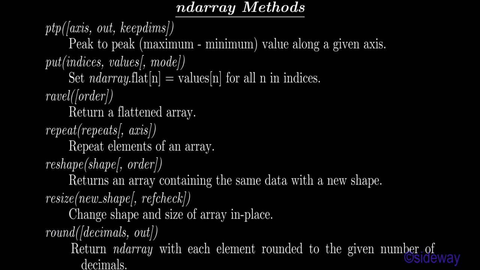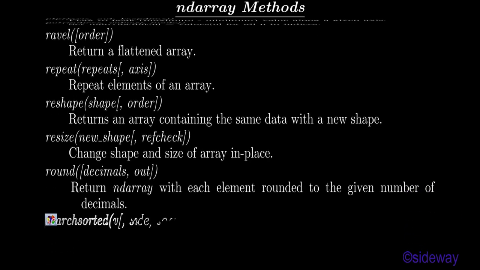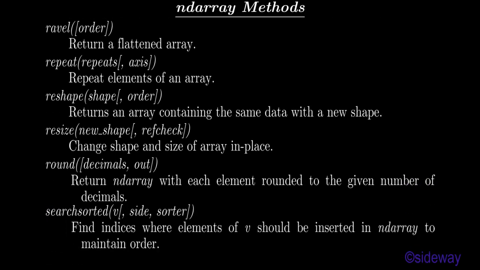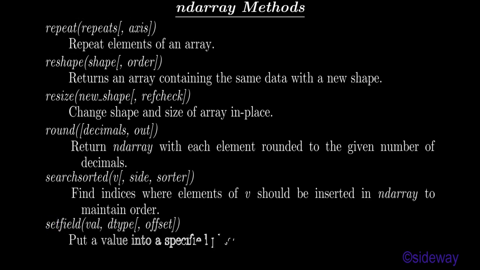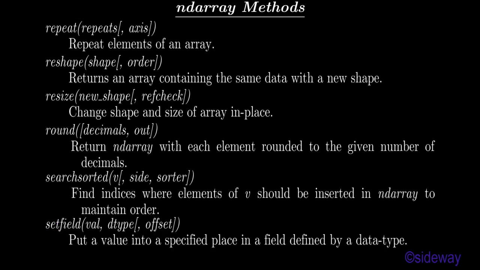round(decimals, out): Return ndarray with each element rounded to the given number of decimals. searchsorted(v, side, sorter): Find indices where elements of v should be inserted in ndarray to maintain order. setfield(val, dtype, offset): Put a value into a specified place in a field defined by a data type.